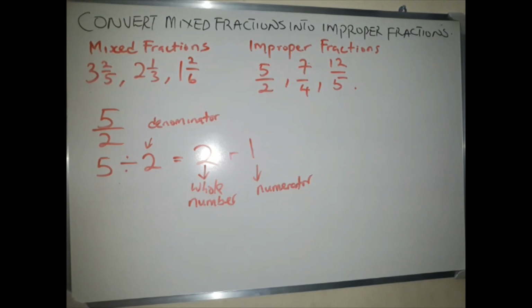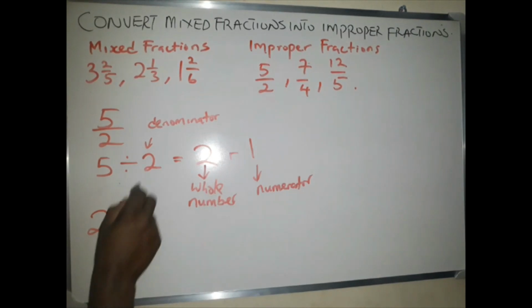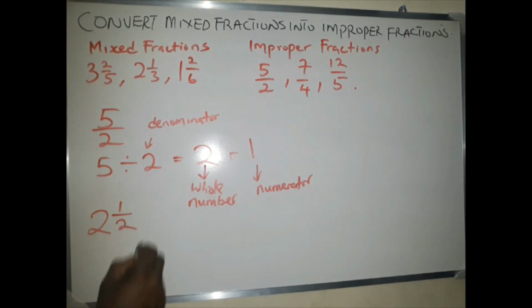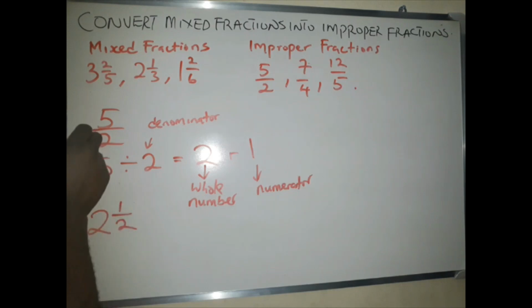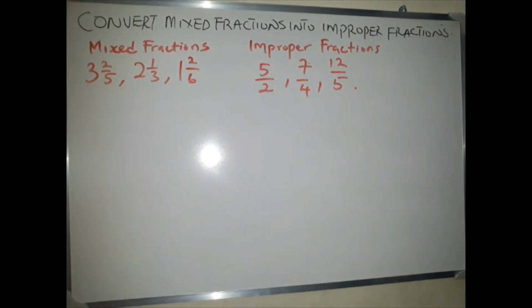So now that you have your whole number, you have your numerator, you have your denominator, you can now rearrange it into the form of a mixed fraction. So the whole number will be 2. The numerator will be 1. The remainder 1 is your numerator, and your denominator is 2. So you have now converted from improper fraction to a mixed fraction. So that's how you convert from improper fraction to mixed fraction. Let's look at another example so we have more clarity.